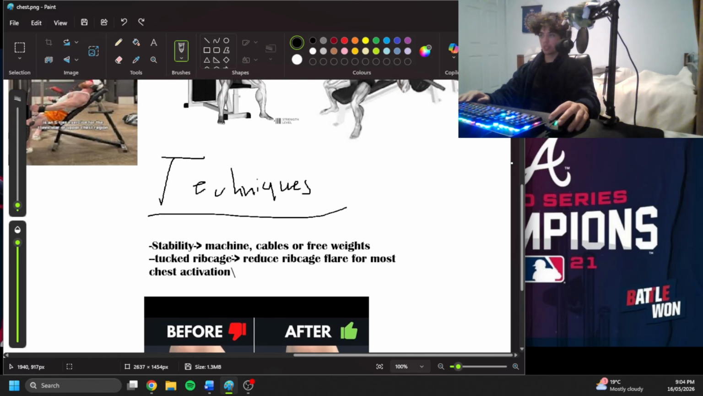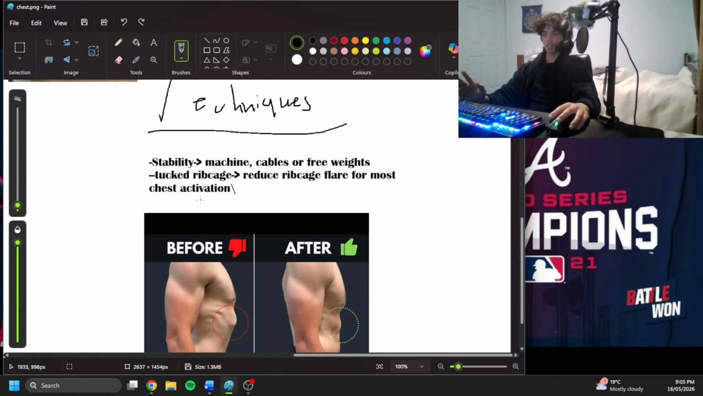And then let's talk about techniques. Obviously, stability, what I just said, machines, cables, or free weights. Machines are the most stable. Cables are also pretty stable, depending on the exercise. Free weights are the least stable, but I really like them a lot. There's nothing wrong with doing them.